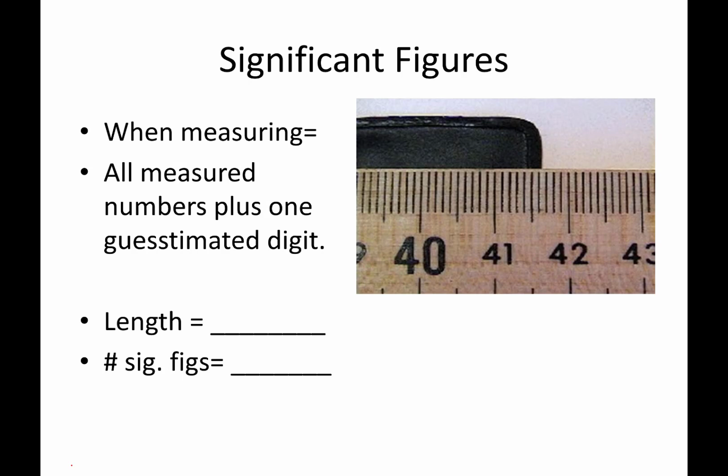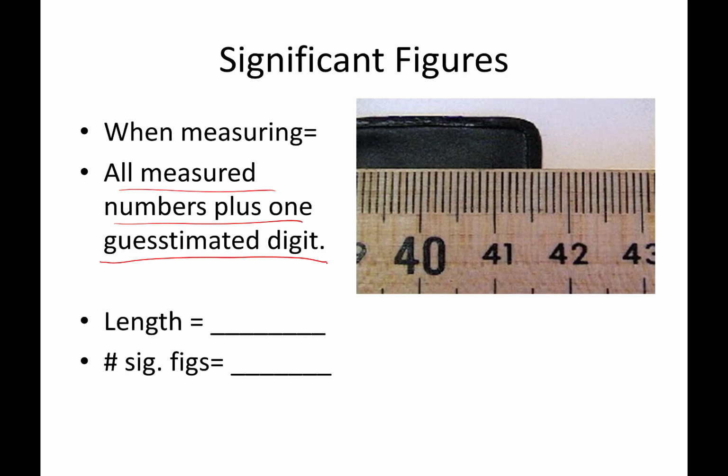It all starts with the process of measuring. In science, we do an awful lot of measuring with equipment. And when you measure something, you begin with the measuring tool, and you are allowed to measure to the best of your ability, plus you are allowed, and this is scientifically allowed, one guesstimated digit.